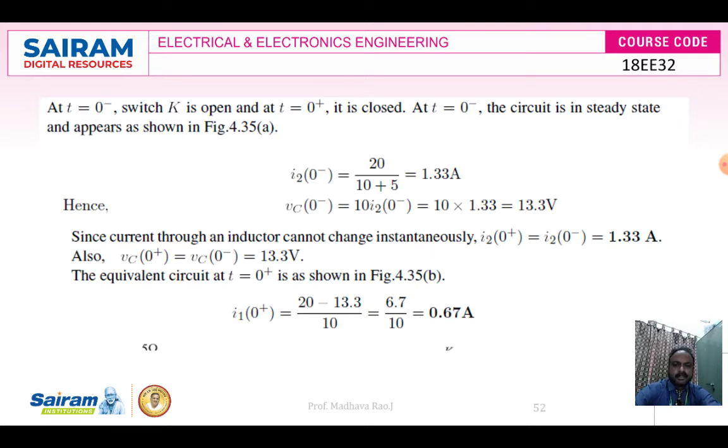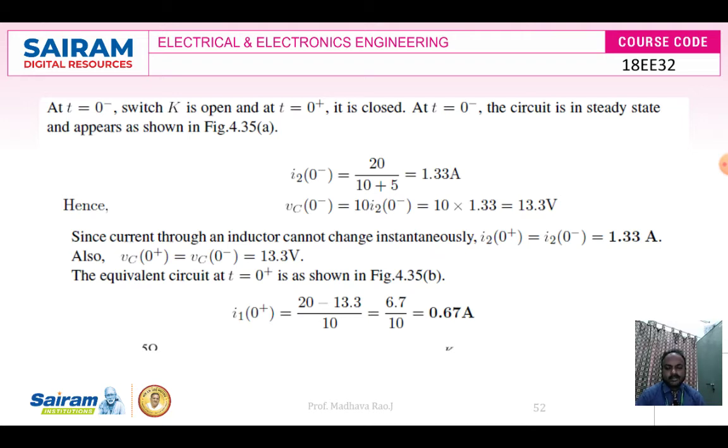The voltage across the capacitor is 10 into I2, so that is 13.3 volts. Since the current through the inductor cannot change instantaneously, I2 of 0 minus is also the same as I2 of 0 plus. Now how can we identify I1 of 0 plus? Once the capacitor is an open circuit, some voltage appears, and we calculated that voltage as 13.3 volts.